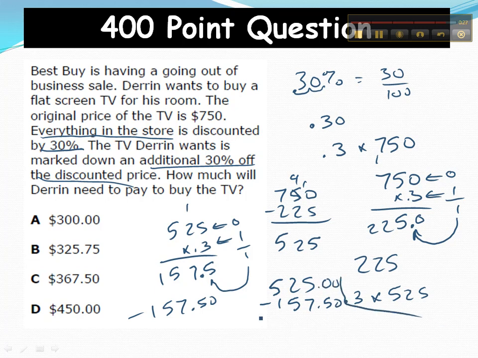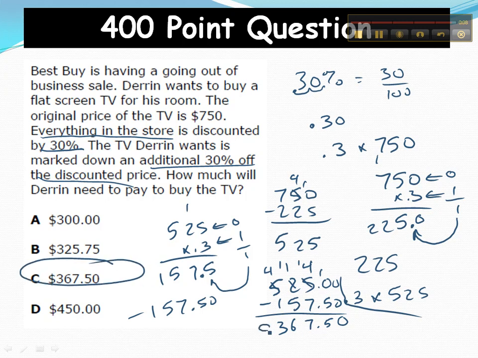When you're subtracting decimals, line up the decimals. So 0 minus 0 is 0, I need to borrow here. 10 minus 5 is 5, borrow here. 14 minus 7 is 7, borrow. 11 minus 5 is 6, and 4 minus 1 is 3. So $367.50 is the sale price after discounting the discounted price. Okay, we'll pick up with the next problem on the next video.